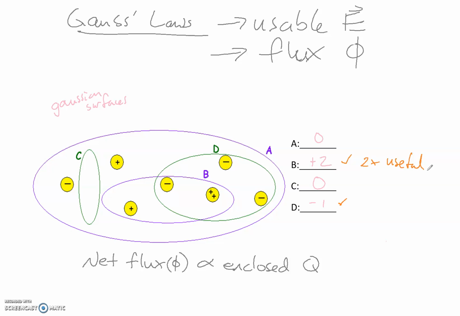So that's the basic idea behind the first law: the net charge inside dictates the net flux. B would have twice the flux that D does. A and C have no net flux. They're totally useless. Okay, so that's one part of Gauss's laws that he worked with. Now let's look at another aspect of it.